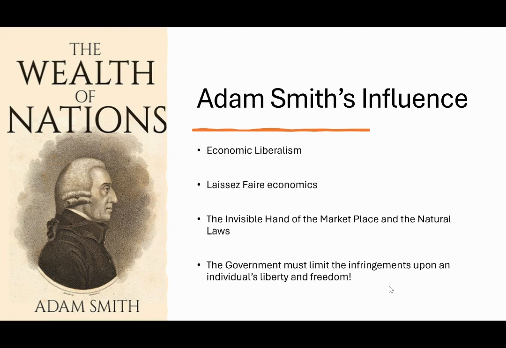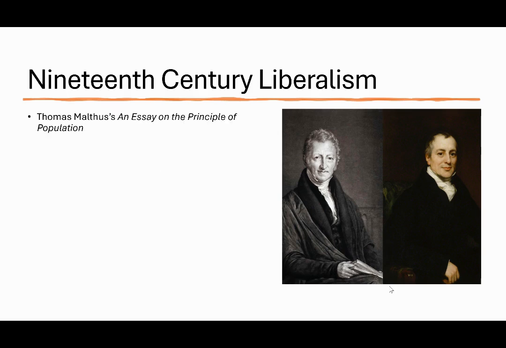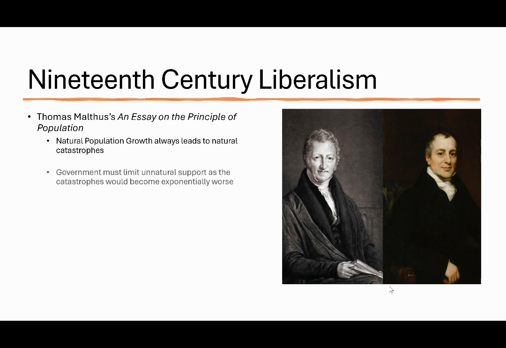So again, this is definitely an element of the bourgeoisie. This is really going to benefit them. Then we talked a little bit about 19th century liberalism already. Thomas Malthus wrote An Essay on the Principle of Population. We talked about the idea in which he argued that natural population growth will always lead to natural catastrophes such as famine, war, plague. Government must limit its unnatural support, because if you unnaturally support populations, the catastrophes will be exponentially worse.